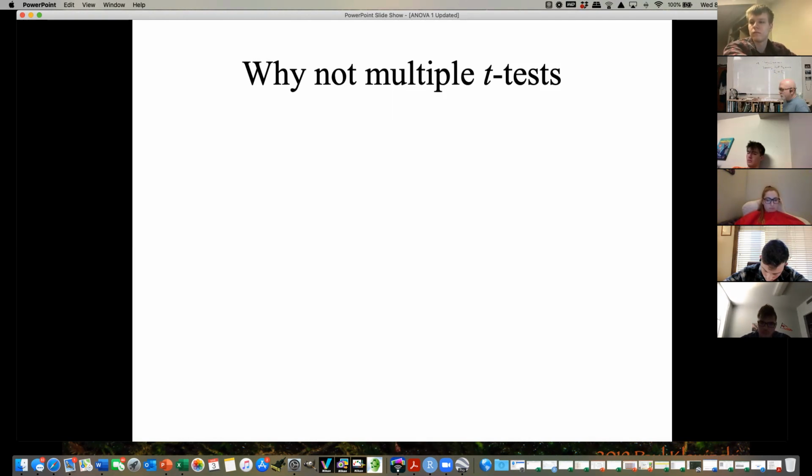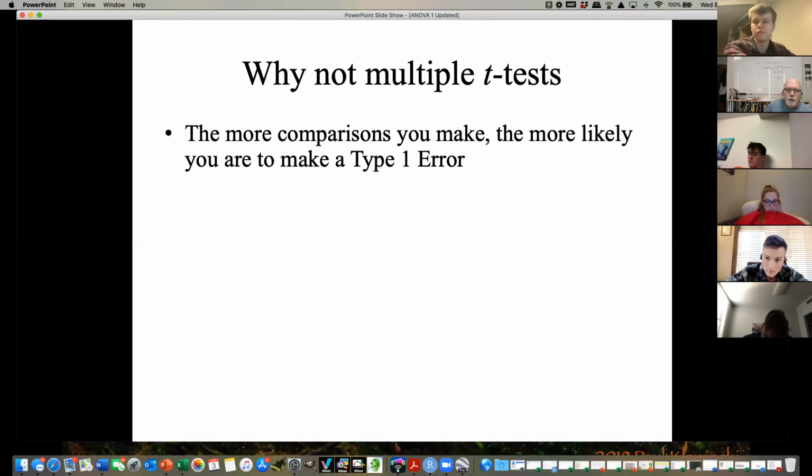So it's essentially saying this. And we only want to make that mistake about 5% of the time. That's typically sort of the industry standard at which you test. So the problem with doing multiple t-tests is that the more comparisons you make, the more likely you are to make a type 1 error. And here's the reason why.